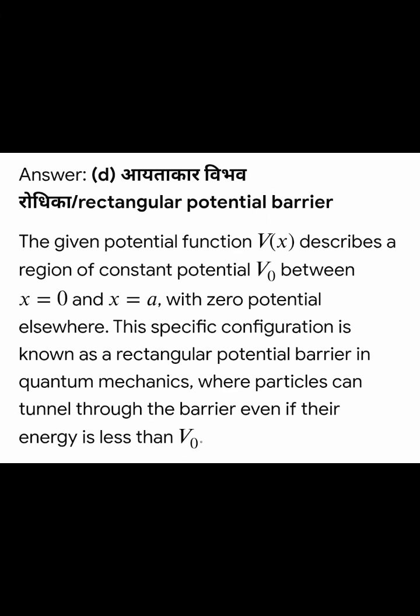The next question is, a potential function is defined as V of x is equal to 0 for x less than 0, is equal to V0 for 0 less than x less than a, is equal to 0 for x greater than a. It is an example of dash. So this potential function describes a constant potential V0 between x is equal to 0 and x is equal to a, with 0 potential elsewhere. So this represents a rectangular potential barrier. So this is the answer.